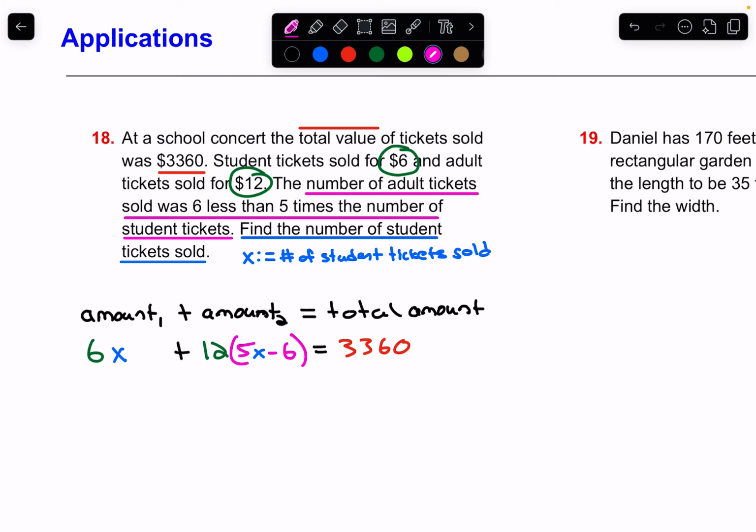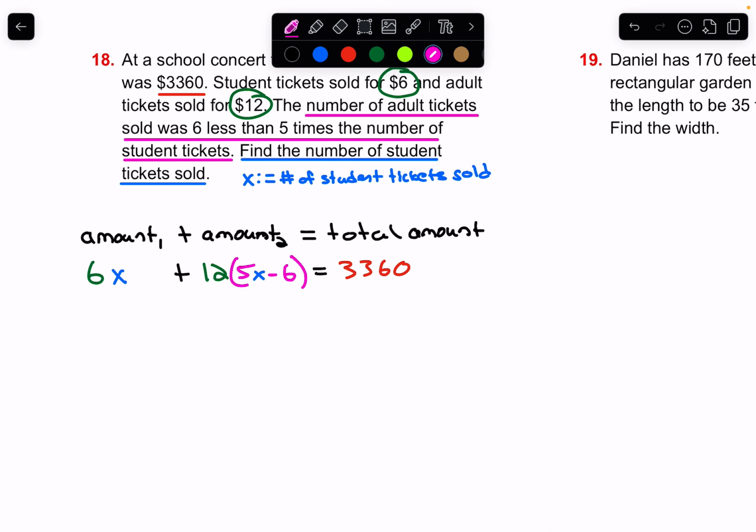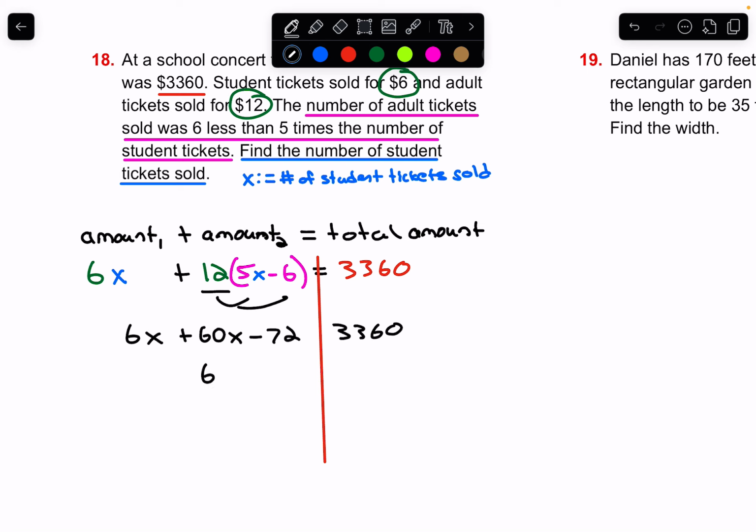So the key there is to define a variable, x is the number of student tickets, and then define the number of adult tickets based off of x. So now we have this nice equation where we can just go ahead and start solving. If I extend a red line through my equal sign, just like normally, we are going to distribute this 12 to the 5x minus 6. So we have 6x in front, and that distribution is going to give us 60x minus 72, where 3,360 is still on the other side. If I combine like terms here, I have 66x minus 72.